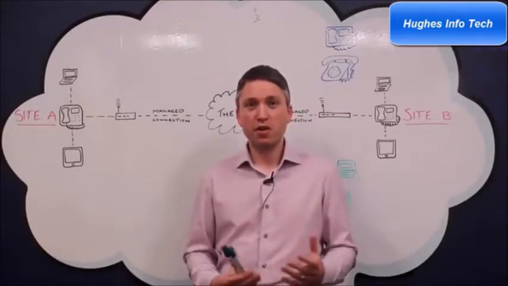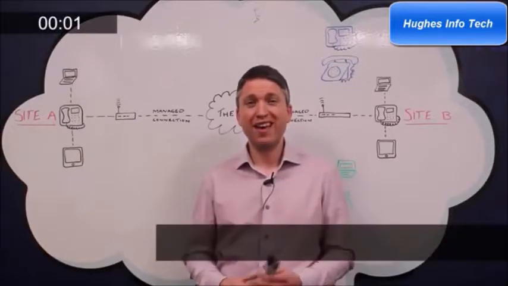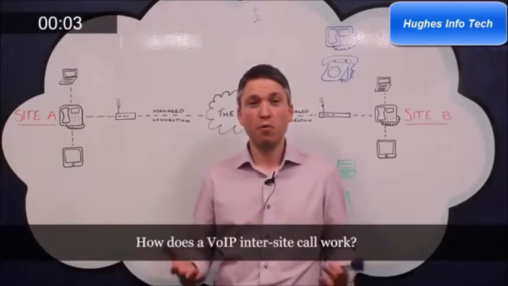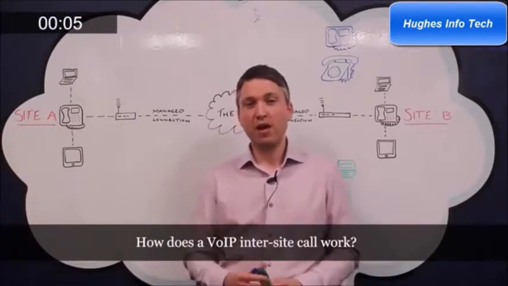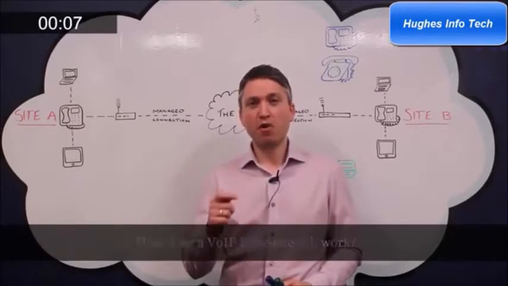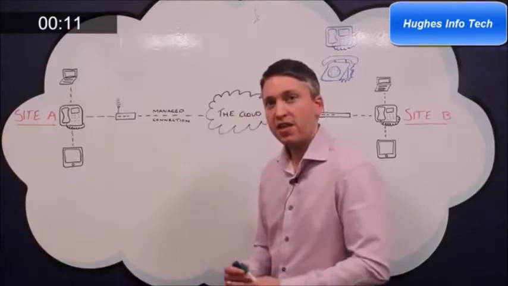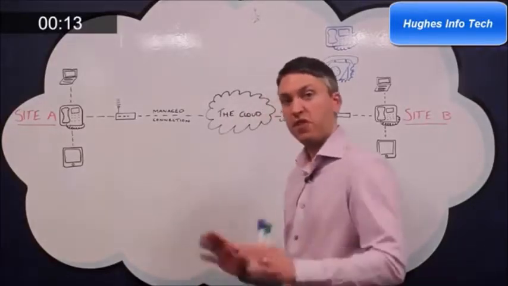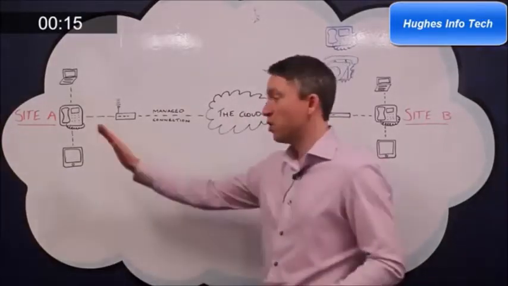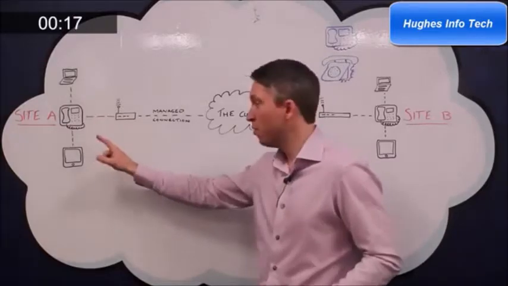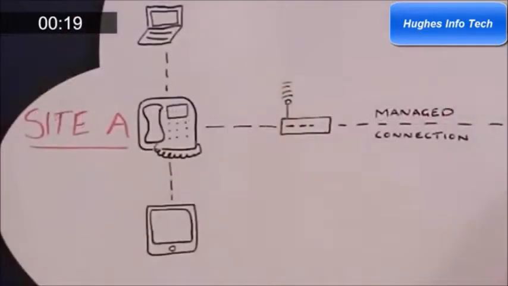So the first question that we want to tackle is, how does a business VoIP system work? And specifically, how is a business VoIP call actually made? So what we're going to look at is a business with 2 sites, different locations. So colleague A originates his phone call here, and he can originate his phone call on any device.